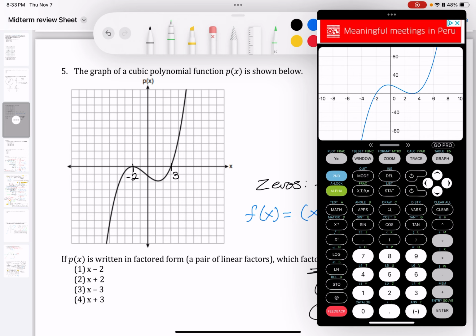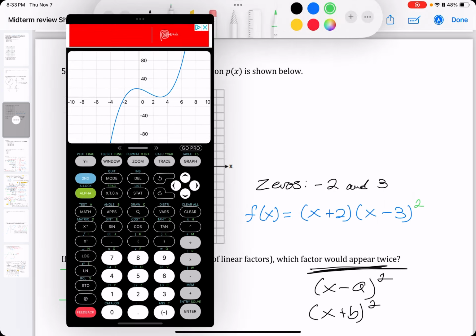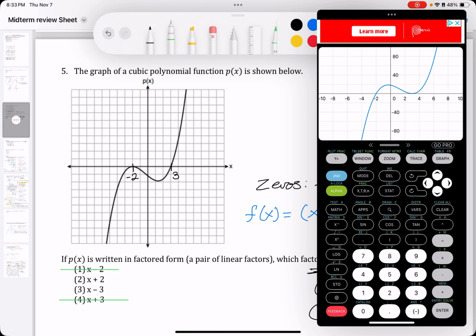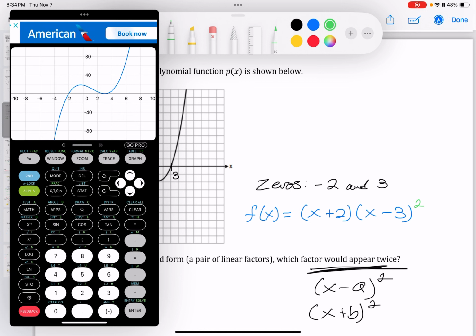By the way, by process of elimination, we know x minus 2 cannot be a factor, and x plus 3 is not a factor, because our factors are literally x plus 2 and x minus 3. But when I try it like this, the graph does not match the graph on the assessment. So that means the factor that appeared twice is not from the x minus 3. That has to come from the x plus 2 factor.